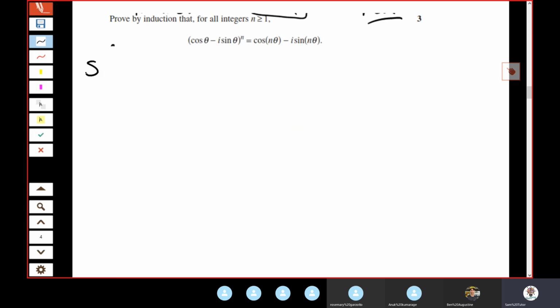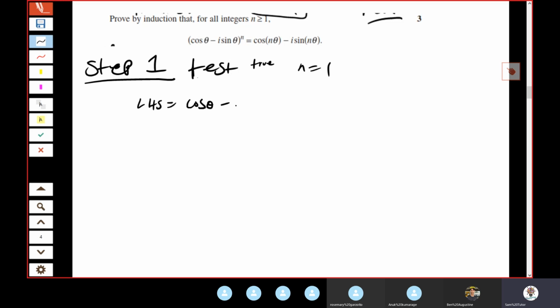And you want to remember what step 1 is? It's actually test for n equals 1. Test true for n equals 1. Good. So you're going to get, I guess, left-hand side equals cos theta minus i sine theta. Right-hand side, n is 1, so you get cos theta minus i sine theta. Therefore true.